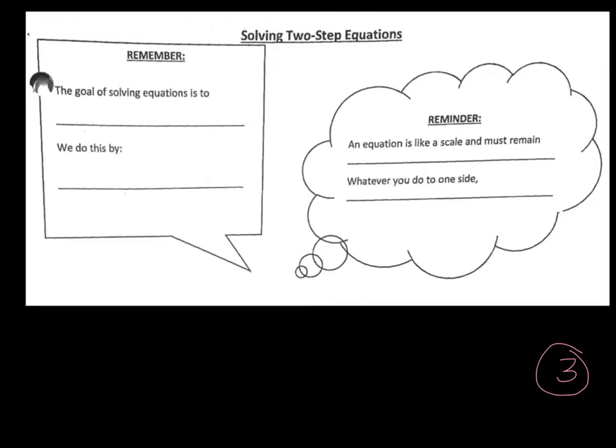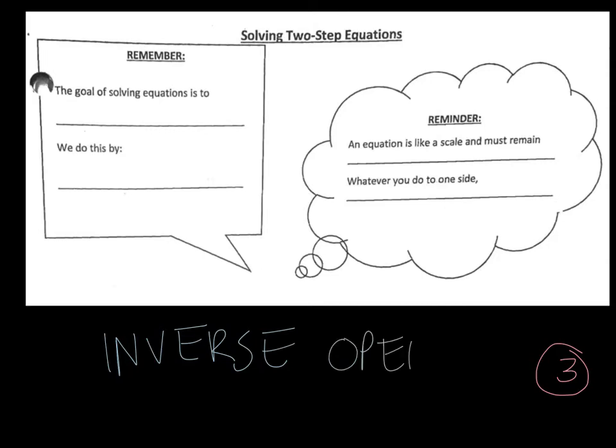So far we have covered solving one-step equations where we're using inverse operations, right? Inverse operations are ones that undo each other. We had addition and subtraction, and multiplication and division. So those are our sets of inverse operations that we'll be using, and we're going to use them to go ahead and solve two-step equations as well.